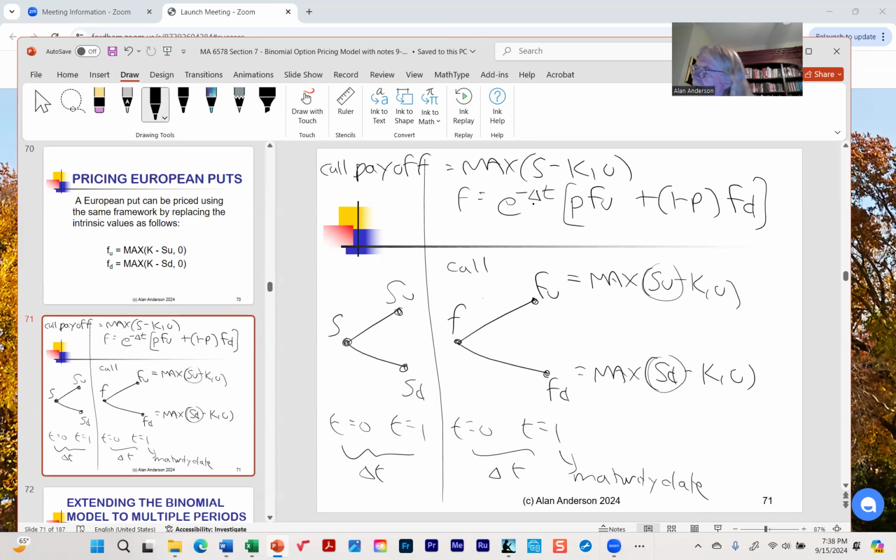Okay, the probability of going up is P, and of going down is 1 minus P. If it goes up, the value is FU. If it goes down, it's FD. Now, if you want, you can plug these into here to come up with the exact numbers. But other than that, you're all set.